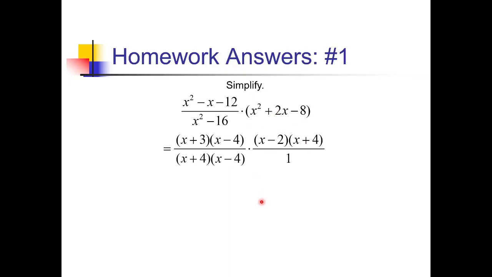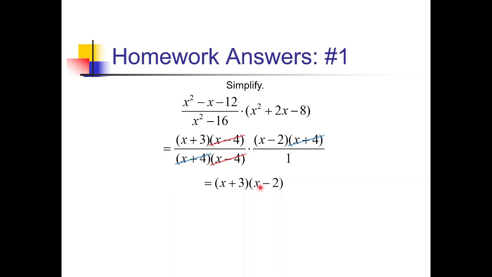So what can I cancel? Well, the x minus 4s that are in the same fraction, those can go away. And also we can cross-cancel these x plus 4s. So that leaves us with an x plus 3 times an x minus 2 in the numerator. And the denominator is just this 1 that we don't have to write.